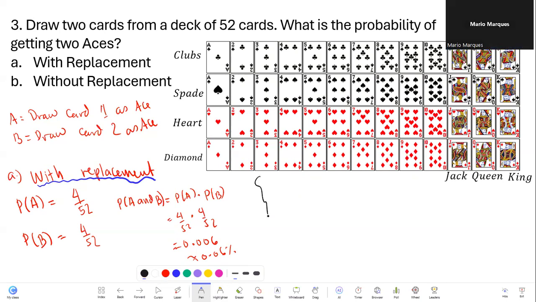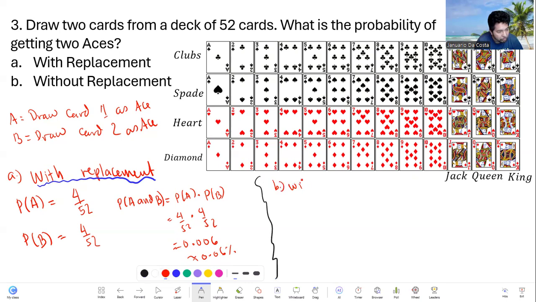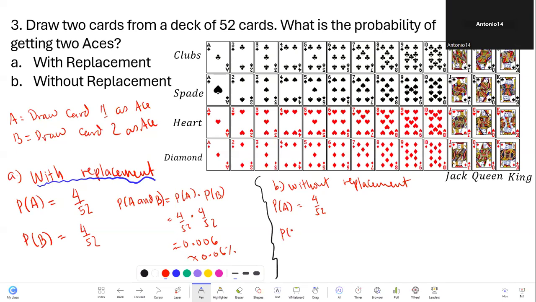Yes, sir. Okay, what about the second one, without replacement, sorry. So without replacement, you will have the probability of A, it's 4/52, right? But the probability of B now becomes what? 4/51, logically. So this is a dependent event.